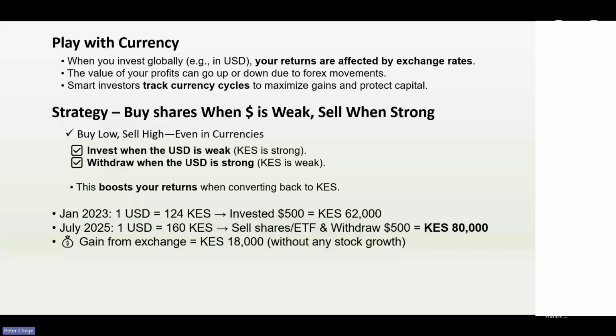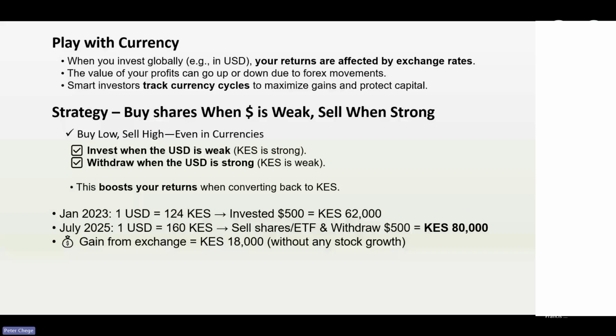So this boosts your returns when converting back to Kenya shillings, even if you sold your stocks at a loss. A good example, let's say January 2023, USD was 124. $1 was 124 Kenya shillings. And you invest $500. When you convert, it comes to around 62,000 Kenya shillings. So you are putting 62,000 Kenya shillings, converting it into $500. You buy shares.